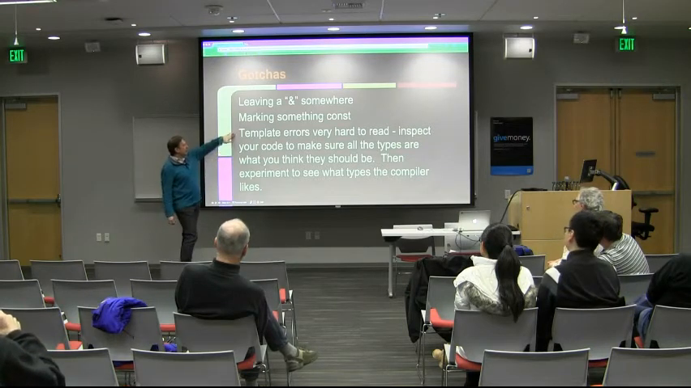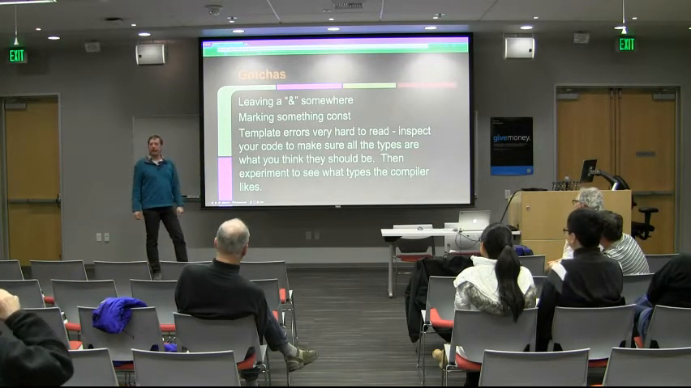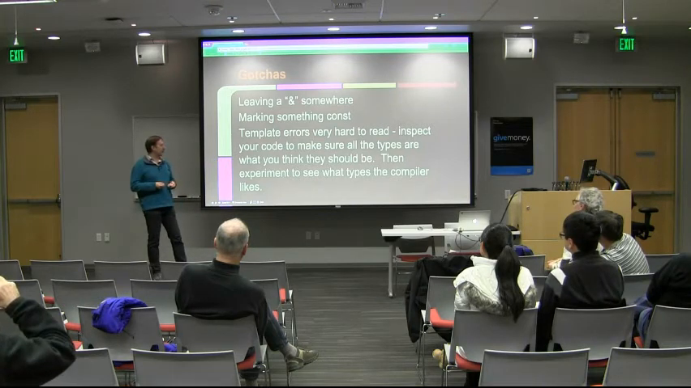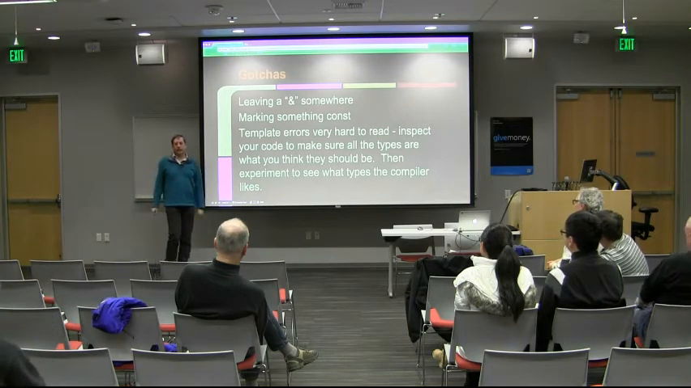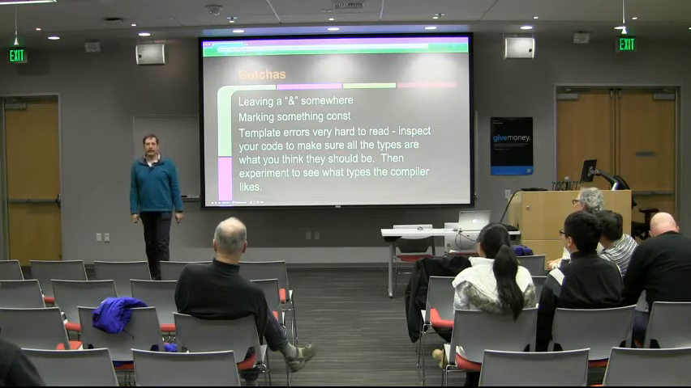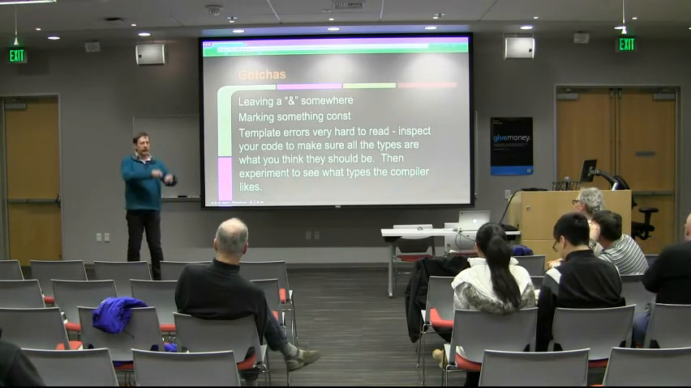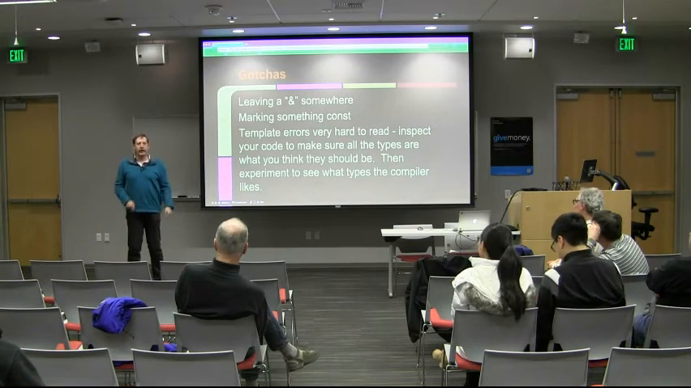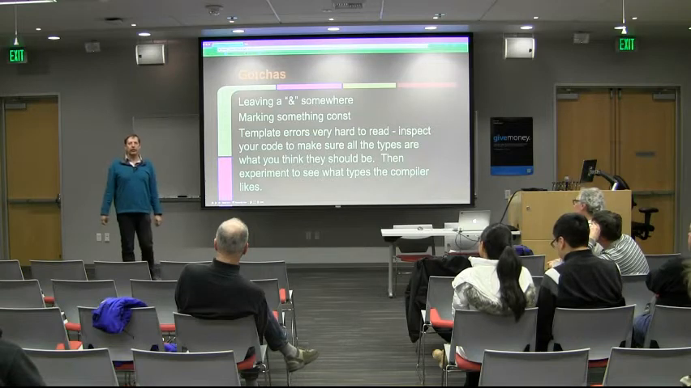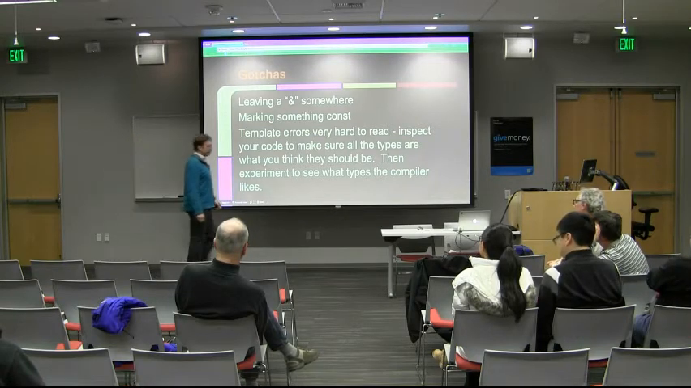So template errors are very hard to read. Inspect your code carefully. Make sure that all the types are what you think they should be. And then experiment. Maybe I needed an R-value reference instead of a reference. So try making something into an R-value reference. Try making something into an L-value. Try taking off const. Try adding const. And sooner or later, you will likely get to the right place.